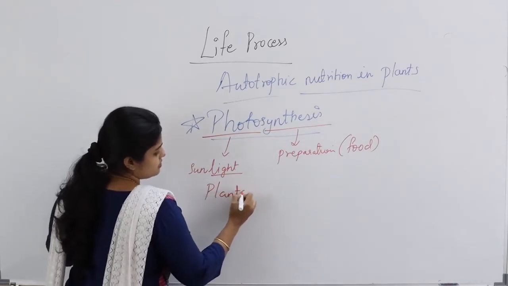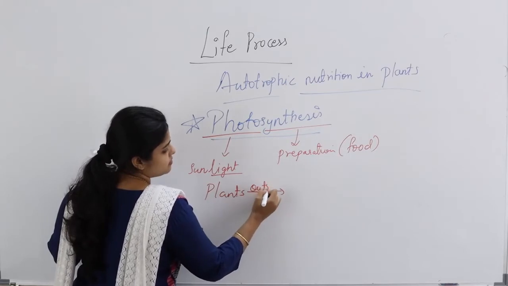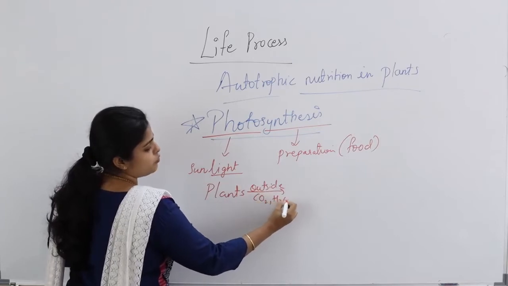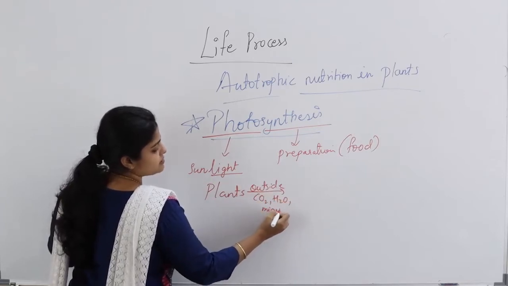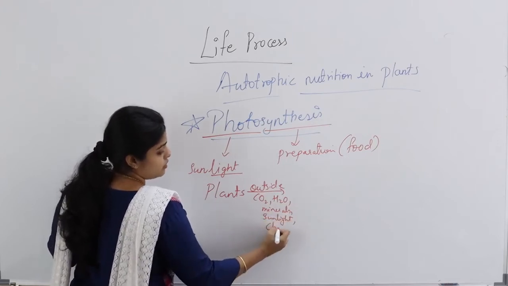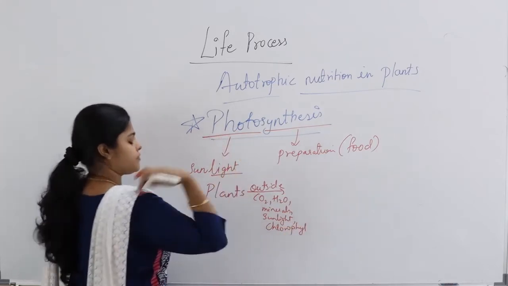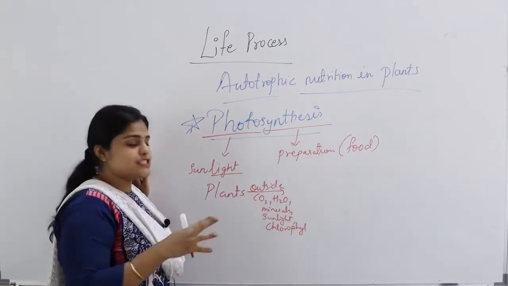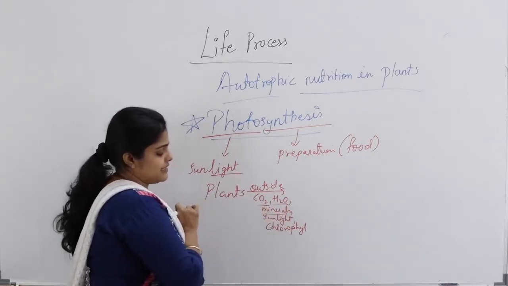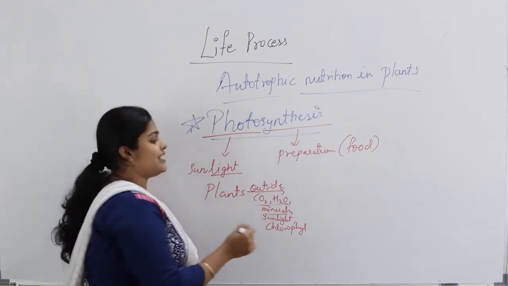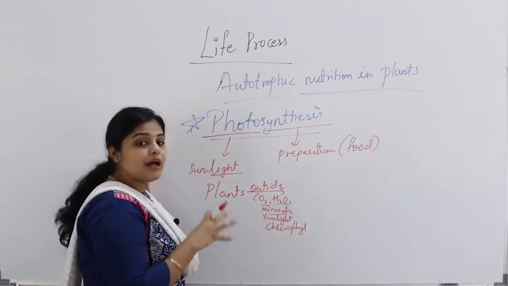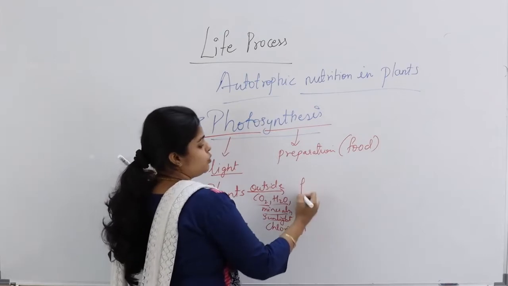Plant, from outside, will take the sources. It can be carbon dioxide, water, minerals, sunlight, and chlorophyll. The plant from outside is going to take carbon dioxide, water, minerals and sunlight. Chlorophyll is not from outside because it is present inside the leaf. And from that, it is going to prepare the food.